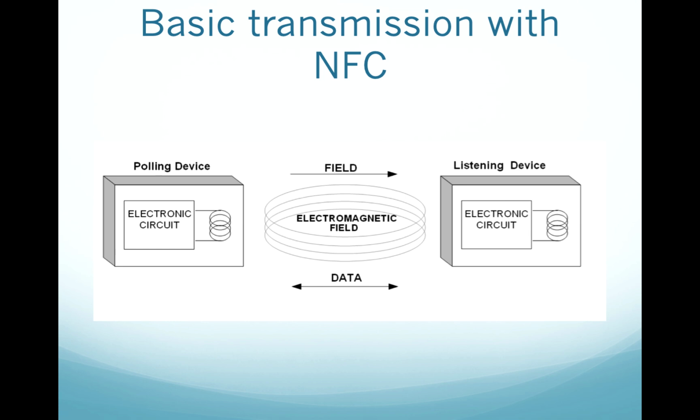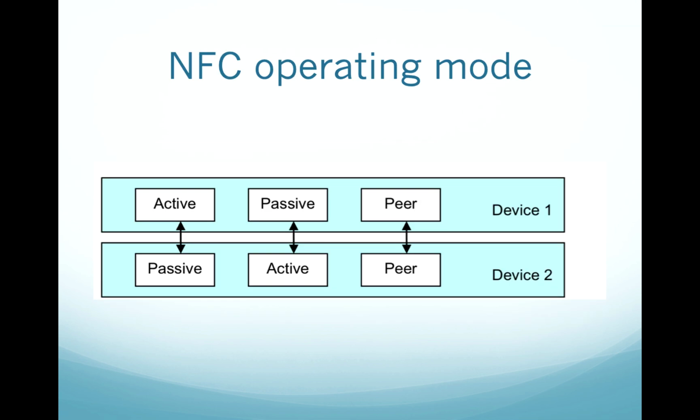So this is the basics of how this works. One is a polling device and one is a listening device. The electromagnetic field between them is used to transfer data from the polling device to the listening device. There are three operating modes in NFC. The first is called passive mode.